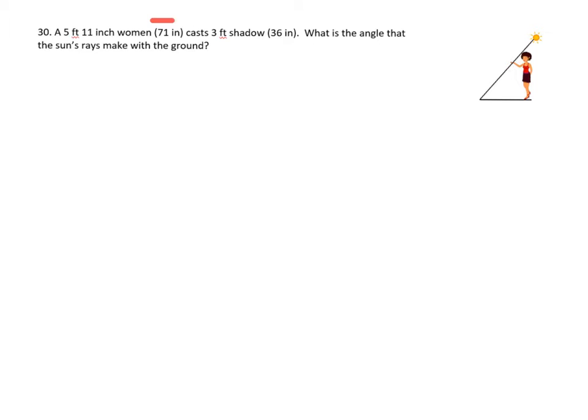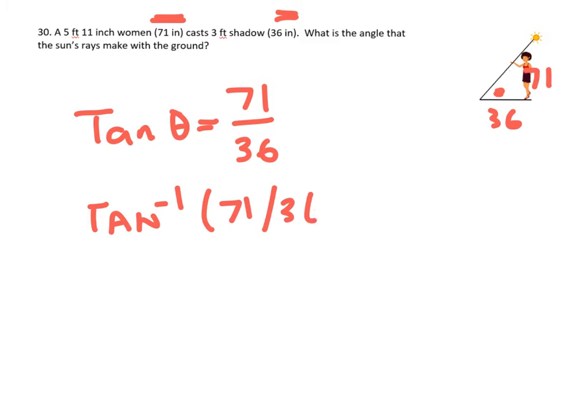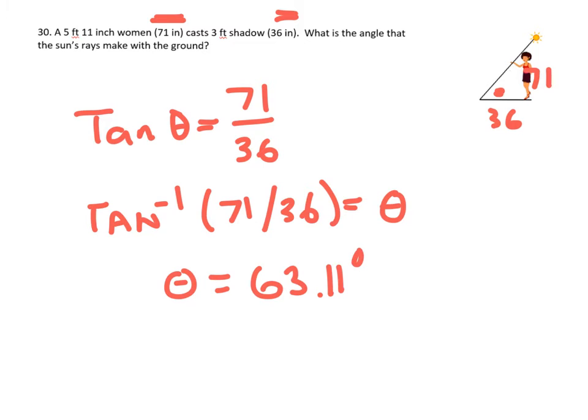Here, the nice thing is they helped us by converting them into inches, so we have the same measurement. I just think that makes it so much easier. Shadow's 36, her height is 71. We're looking for the angle that the rays hit with the ground. So this is a tangent question as well because the opposite is 71, the adjacent is 36. Anytime you're finding the angle, you will always use the inverse. That's the only time you use it. So when we hit second tangent of 71 divided by 36, we find that the angle is 63.11.